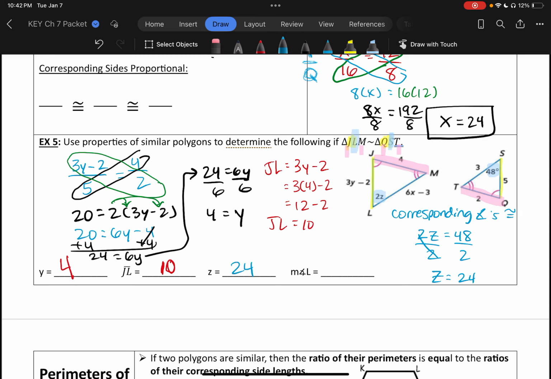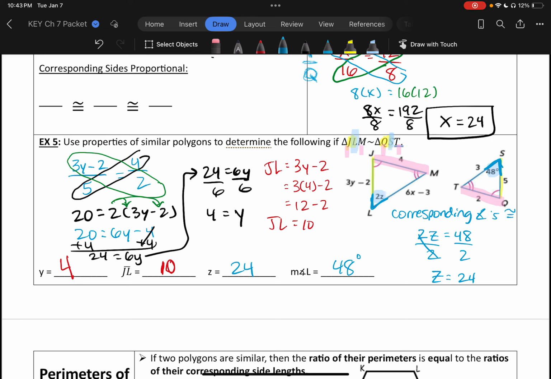So z is 24. The measure of angle L, well, if I want to find angle L, we just said that the corresponding angles are congruent. So if L corresponds to S, they both have to be congruent. That means they both have to be 48 degrees. And you could plug in the 24, multiply that by 2, and you're going to get the same answer.